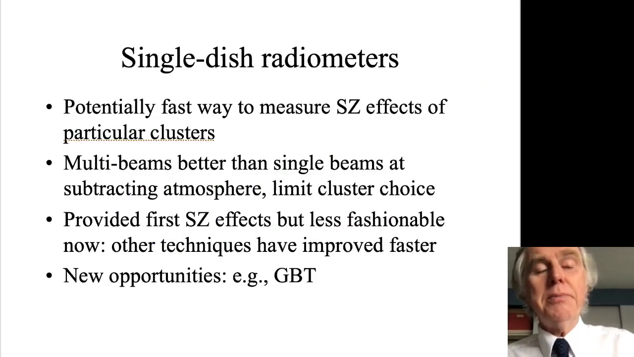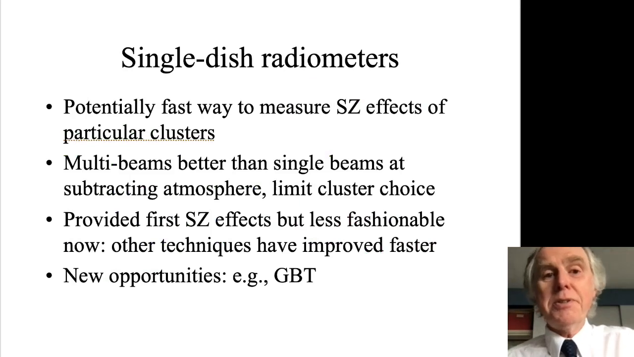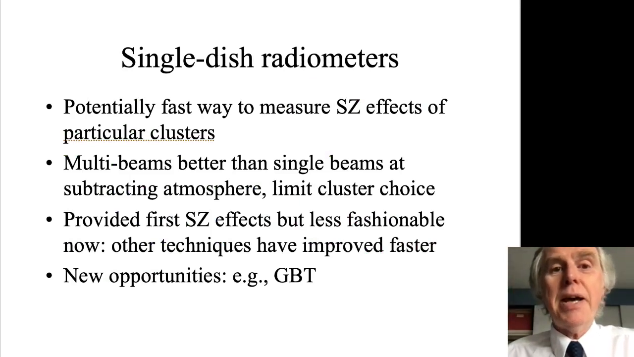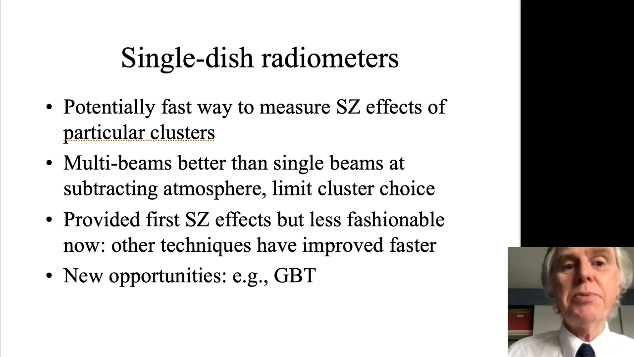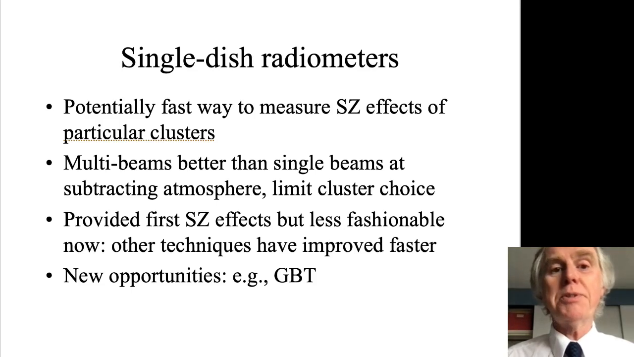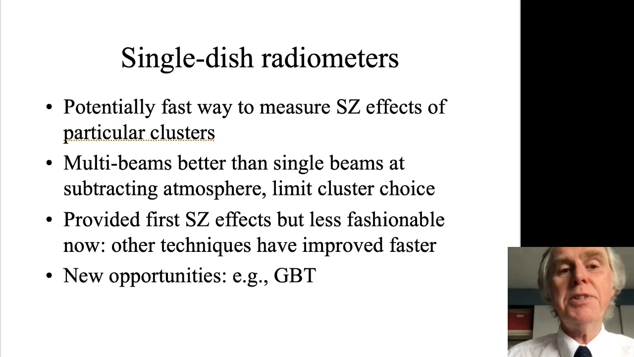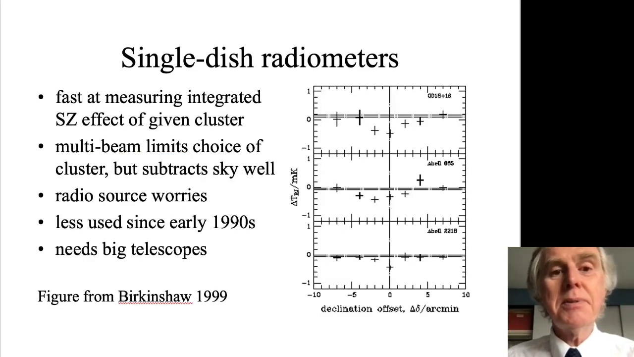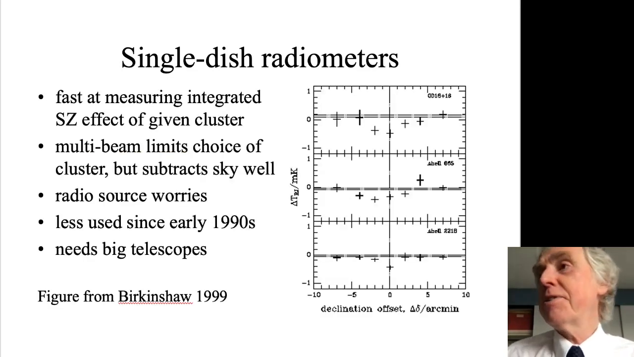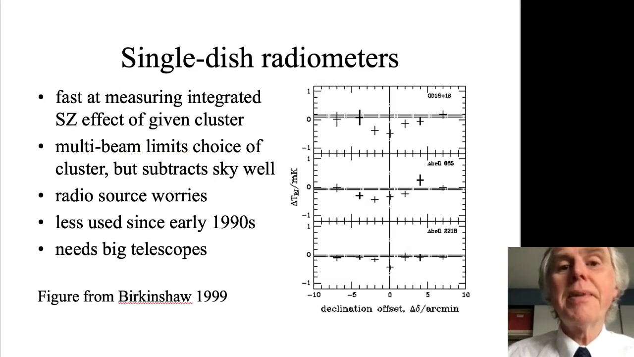The simplest way of measuring one of these signals is just to try to look at a cluster and average it, add everything up in a single beam, using a single dish radiometer, preferably with multiple beams. This can be quite fast if you're trying to measure the SZ effect of a single cluster, but it hasn't changed very much since I used it back in the 80s and early 90s to make the first systematic SZ effect studies of a number of clusters.